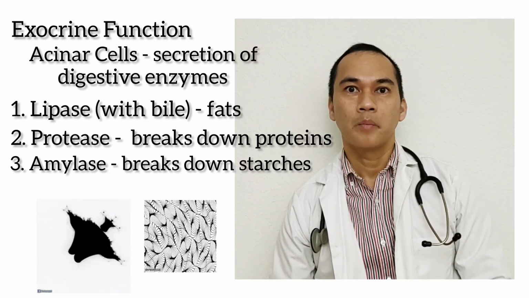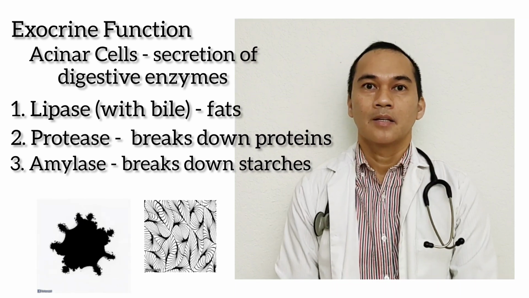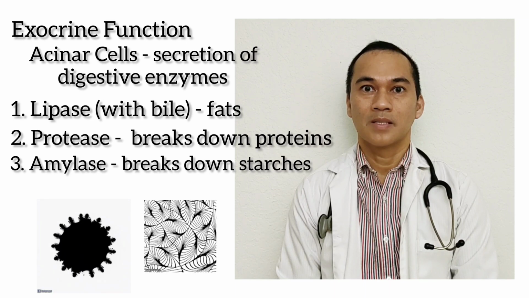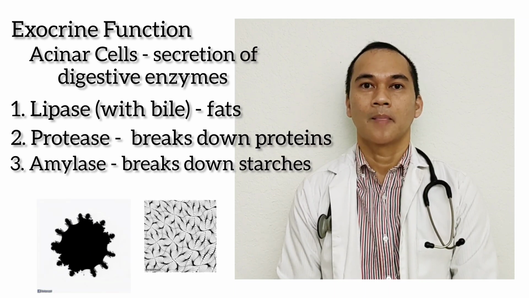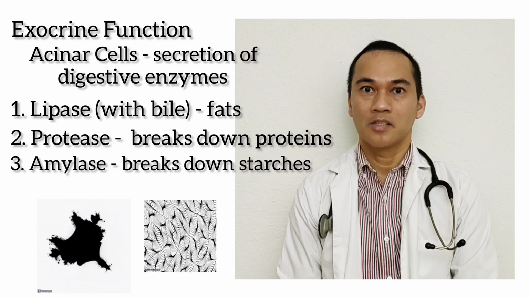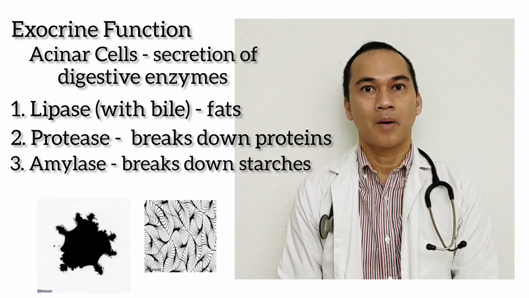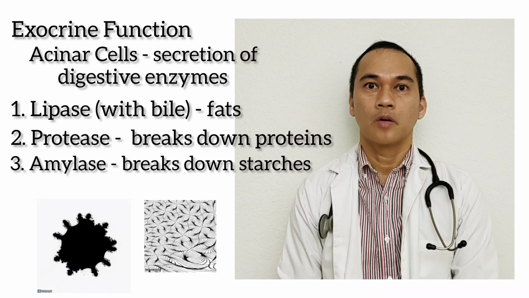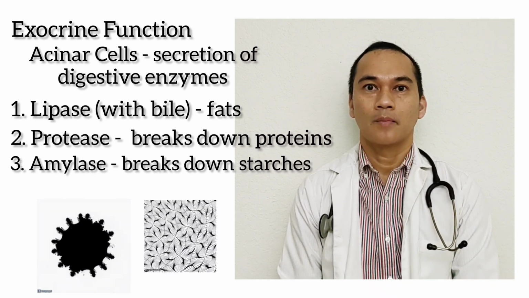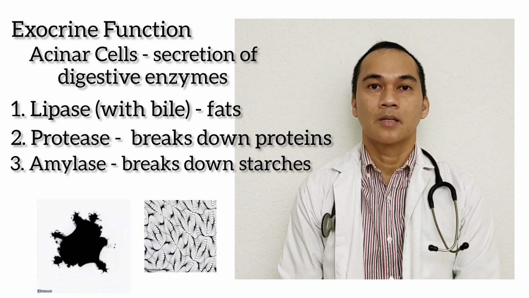Our pancreas has two major functions, the exocrine and the endocrine functions. The exocrine function is the secretion of digestive enzymes through the acinar cells. When food enters the duodenum, that's when the digestive enzymes are released. We have lipase, which with the help of bile breaks down fats. We also have protease that breaks down proteins, and pancreatic amylase that breaks down starches or carbs.